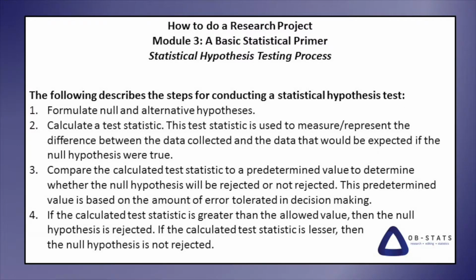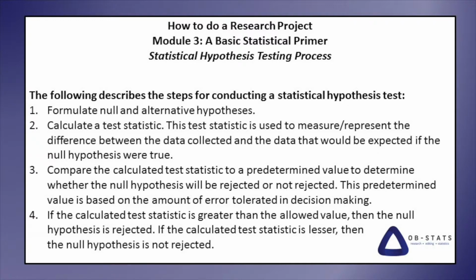When conducting a statistical hypothesis test, the following describes the steps used. 1. Formulate null and alternative hypotheses. 2. Calculate a test statistic. The test statistic is used to measure or represent the difference between the data collected and the data that would be expected if the null hypothesis were true.